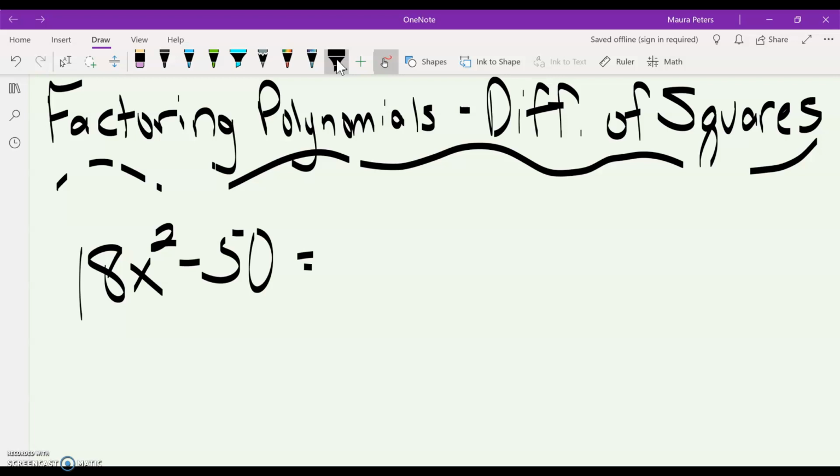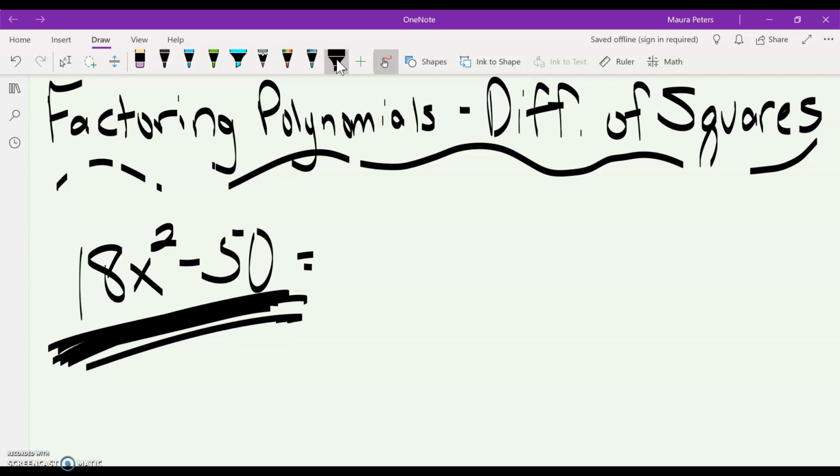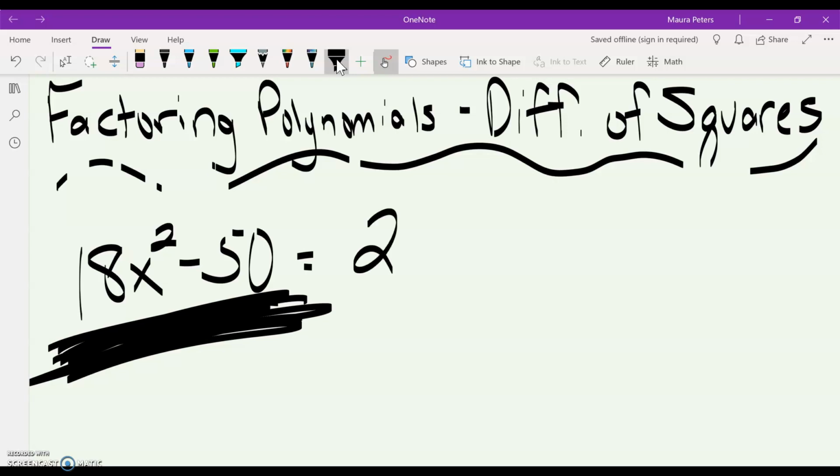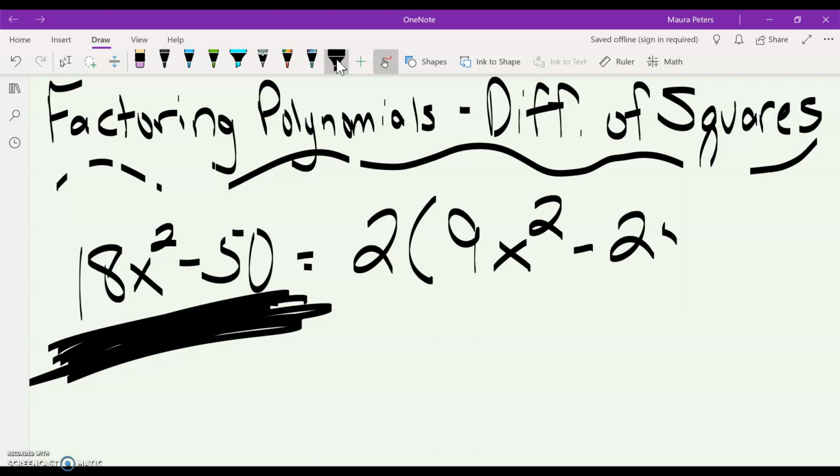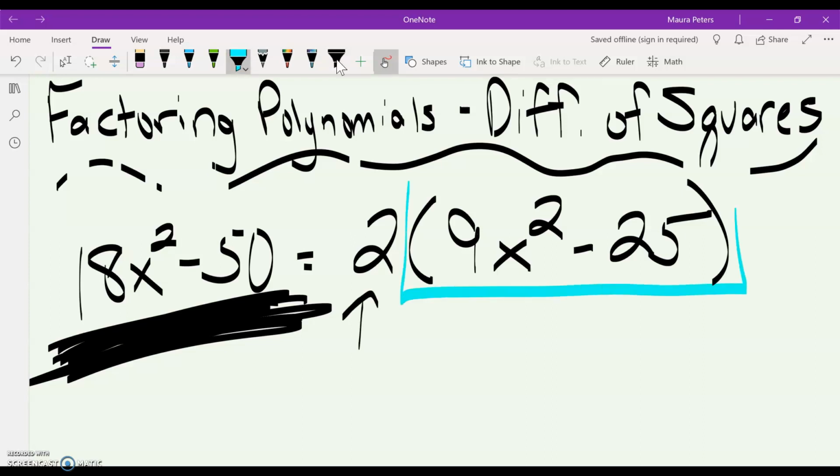So step 1 is to always look to see, with whatever you're factoring, is there a greatest common factor? Okay. And in this case, there is a greatest common factor. And in fact, they both happen to share 2. So if I take a 2 out of both of these, what I'm left with is 9x squared minus 25. Okay. So I pulled my greatest common factor out. That's very important.